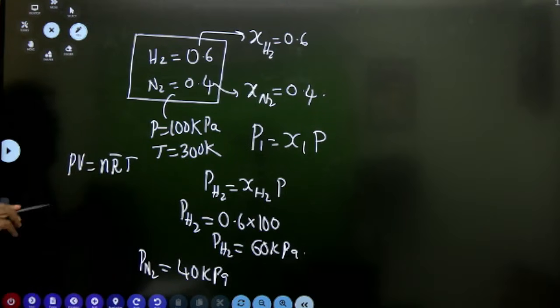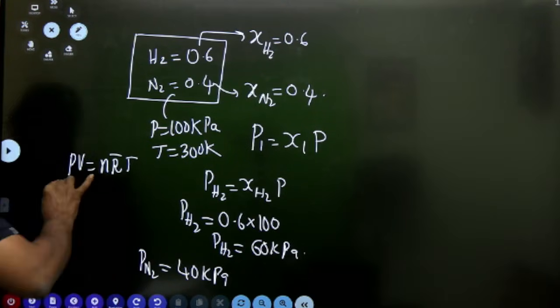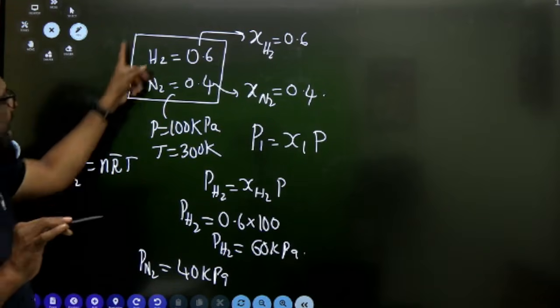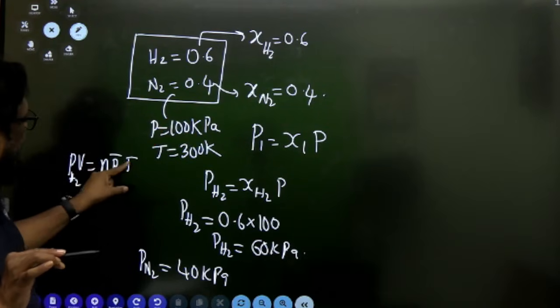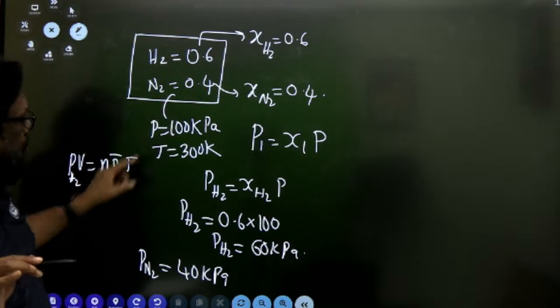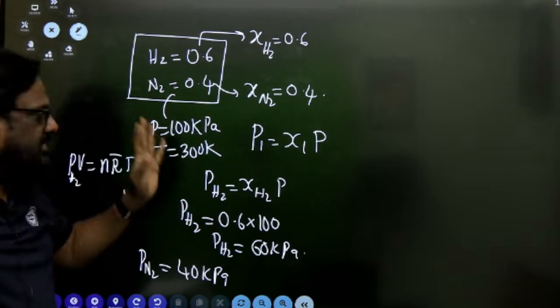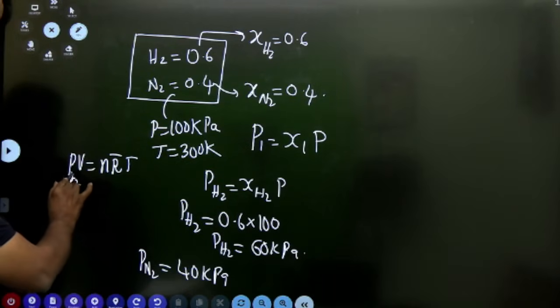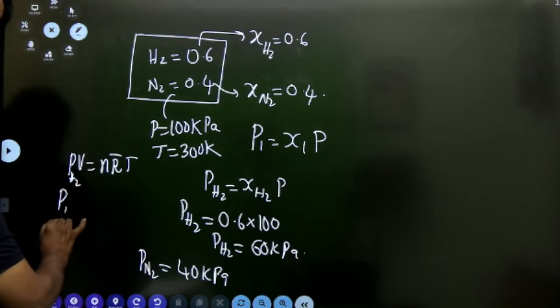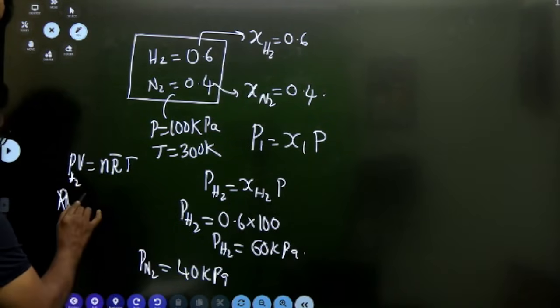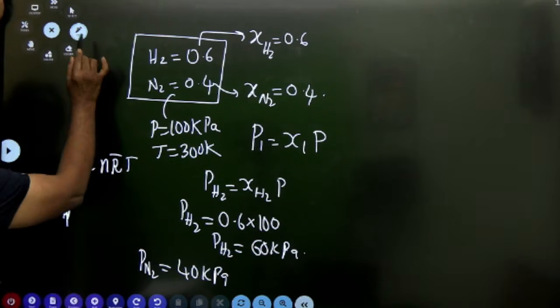So let me apply this equation to hydrogen. So it will be partial pressure of hydrogen, don't write volume of hydrogen. Hydrogen is occupying the complete volume, and the temperature of hydrogen and the mixture is the same. So volume of the hydrogen or volume of the mixture is the same, and the temperature is the same. So therefore, P of H2, already I know. What is the P of H2? 60.